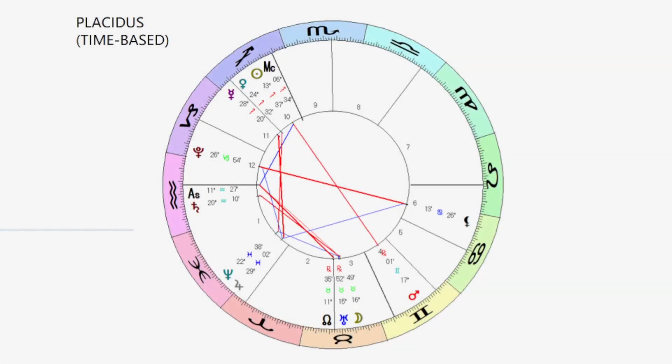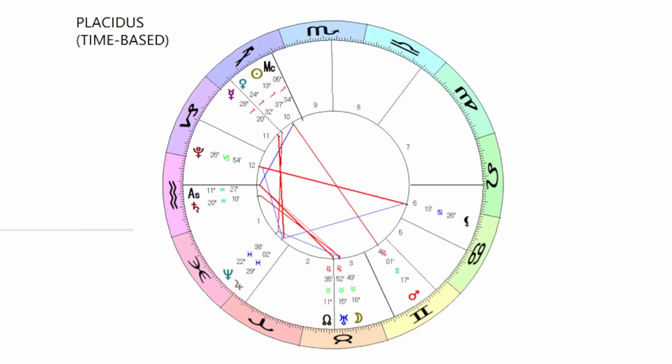Okay, so here we have Placidus. I'm showing you guys Placidus first because this house division is the number one default house system that you will see on different apps, on different websites. When you put in your information, a lot of the time this is the default. So this is why I'm showing it to you guys first.